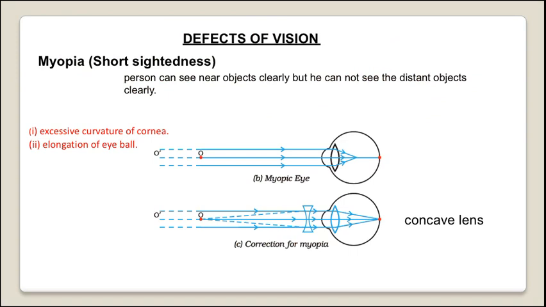What are the causes? The causes are excessive curvature of the cornea, or you can say a decrease in the focal length of the eye lens, and the second is elongation of the eyeball. It can be corrected very simply by using a concave lens, which is also known as a diverging lens. You can see the diagrams clearly in the slide.